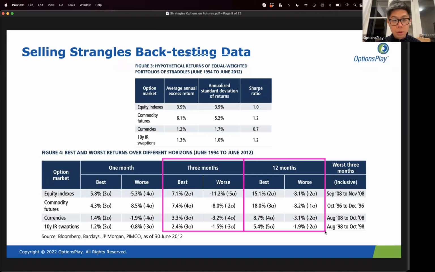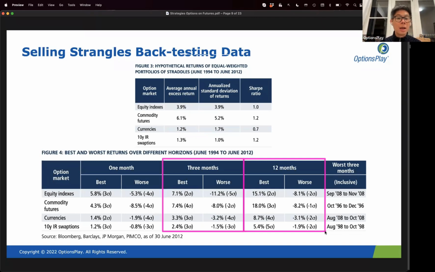You had no control over that. You couldn't see that in advance. And you took on some substantial losses for the strangles that you've sold. But if you kept doing that month after month, right? This is one of the strategies that saw one of the fastest returns back to break even after what we call a tail event, right?